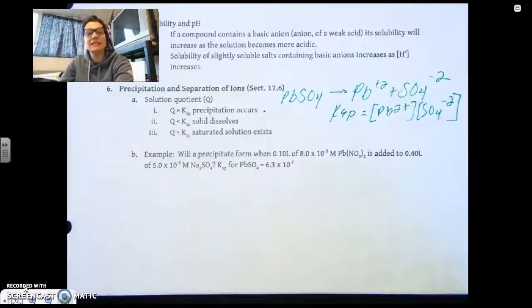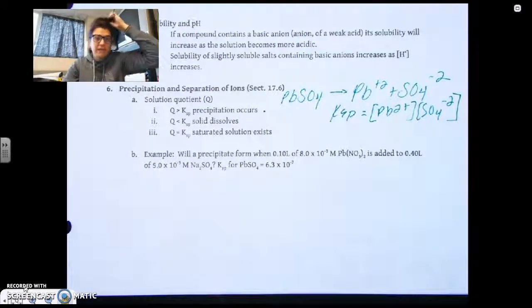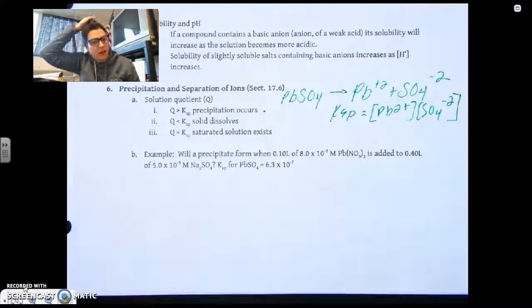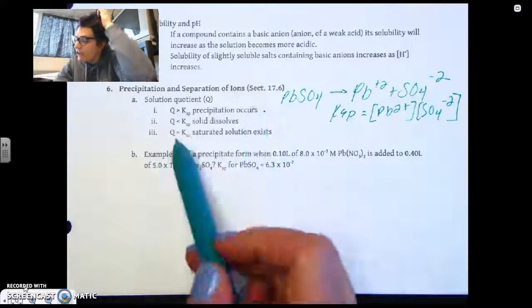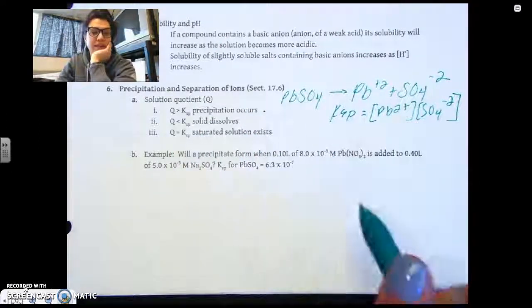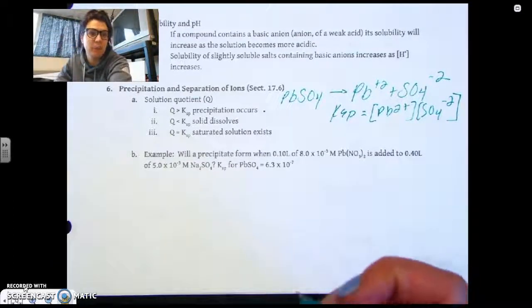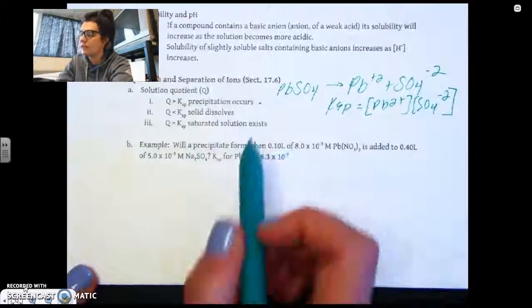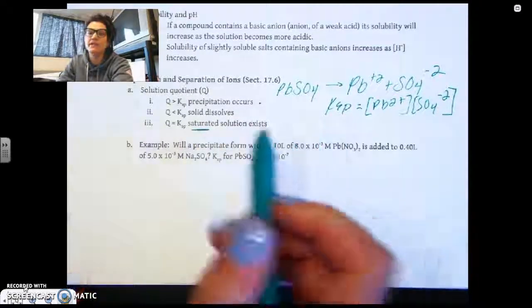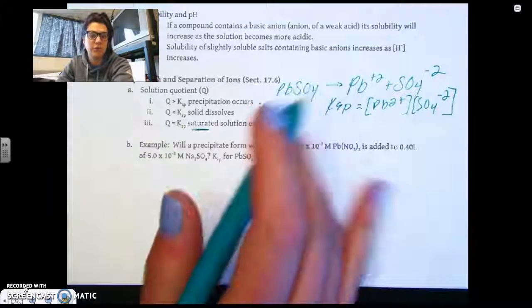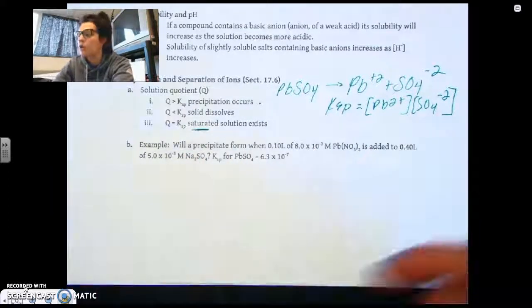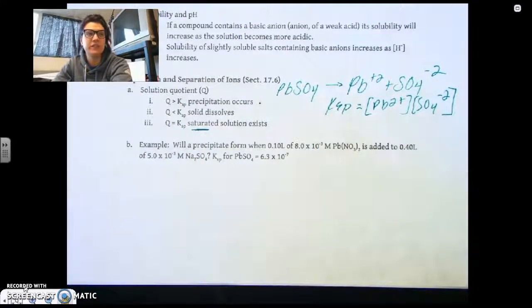If Q is less than KSP, that means I can still get to KSP, which means I can still dissolve more solid. If Q is equal to KSP, that means I'm at a saturated solution, so I can't dissolve any more. If you remember, saturated means the max amount of solute within a solution. Let's look at an example of what this will look like.